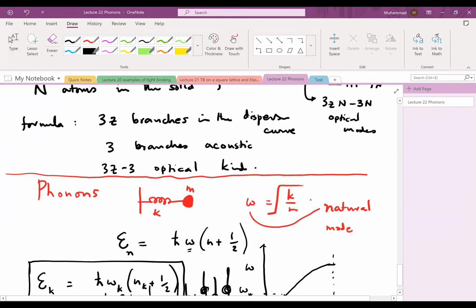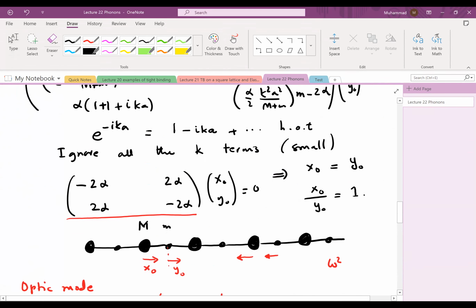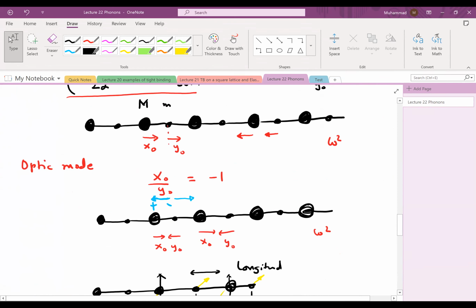So in a one-dimensional chain, we saw that at k equals 0, the two normal modes are what they are in front of your eyes. One normal mode is that both kinds of atoms are moving in phase with one another with the same amplitude, and the other normal mode is that they are moving anti-phase with one another but with the same amplitude.